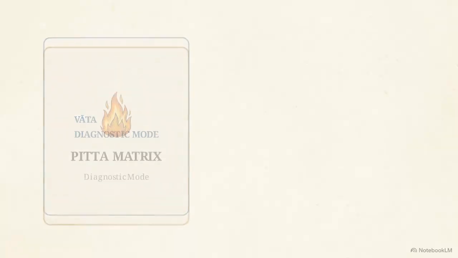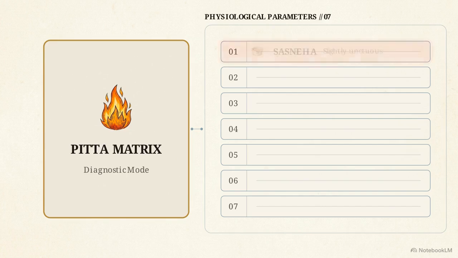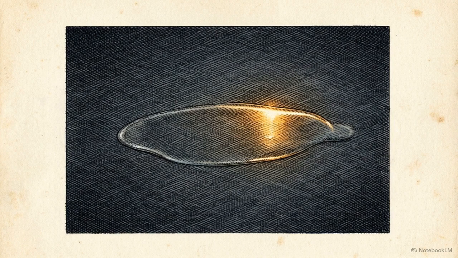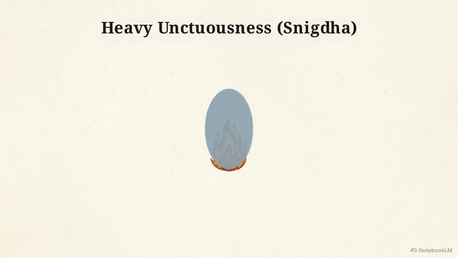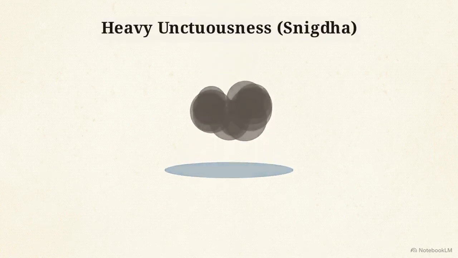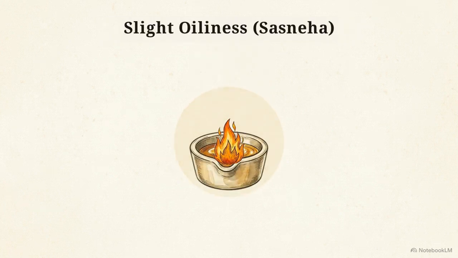The matrix then shifts to Pitta, locking its physiological parameters to 7 attributes, starting with the anchor term, sasneha. The prefix sa is translated by the commentators to mean ishat. This dictates that Pitta possesses only a slight residual oiliness. If biological fire were completely dry, its intense heat would burn through the tissues housing it. Conversely, heavy unctuousness would smother the metabolic fire. That slight oiliness acts as a liquid fuel base, sustaining the fire without destroying its container.